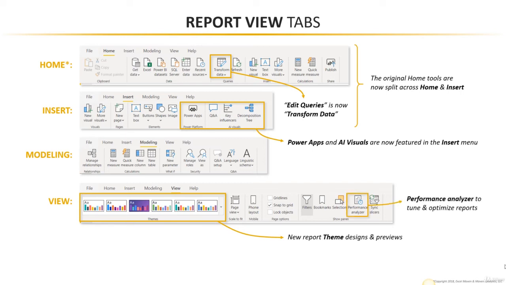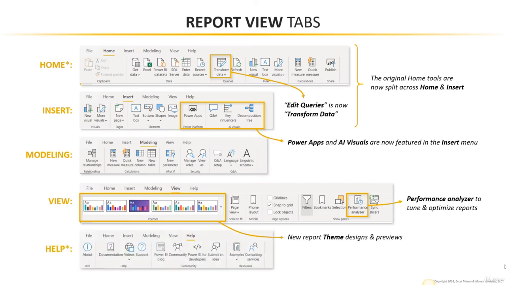You might also notice this performance analyzer button that's been kind of surfaced here in the new ribbon. This is out of scope of this course, but it's a great way to help you tune and optimize reports, see how long calculations take to run, visuals take to render, things like that. And then last but not least, you've got the Help tab, which is essentially identical to what you've seen in the past. Documentation, videos, links to support, blog and community, and so on.